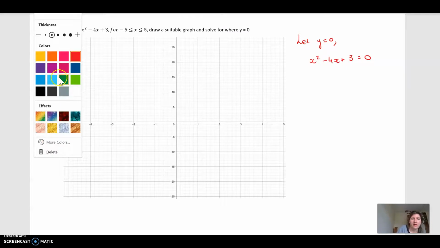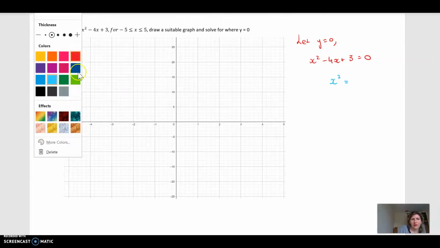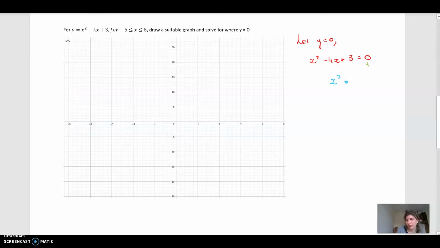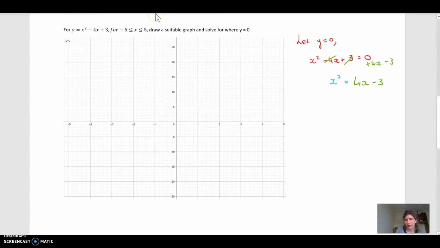I'm going to bring over everything that's not an x squared onto the other side of the equation. So I have my x squared on one side, and on the other side I'm going to add 4x and subtract 3, and that cancels that out there. So I end up with 4x minus 3. Now, when I'm sketching my graph, I'm sketching a quadratic versus a linear equation. And again, I'm going to plot this really quickly. In this case, I'm going from negative 5 to 5.